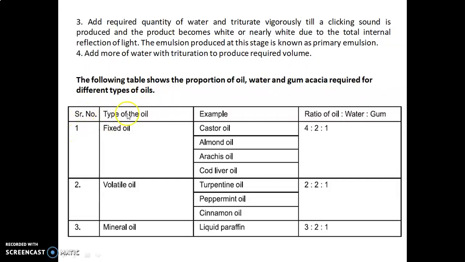Serial number, type of oil, example, ratio of oil to water to gum. First of all, fixed oil, for example castor oil, almond oil, arachis oil, cod liver oil. The ratio of oil to water to gum is 4:2:1. Second, volatile oil, that is turpentine oil, peppermint oil, and cinnamon oil. The ratio of oil to water to gum is 2:2:1. Third, mineral oil, liquid paraffin, the ratio of oil to water to gum is 3:2:1.